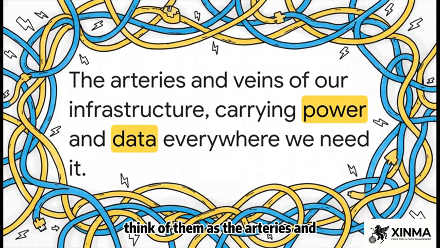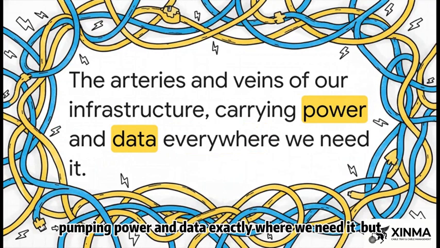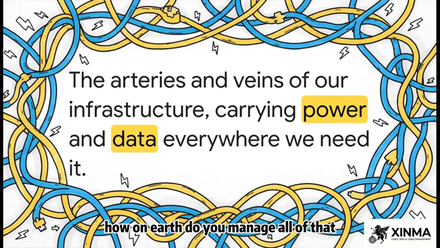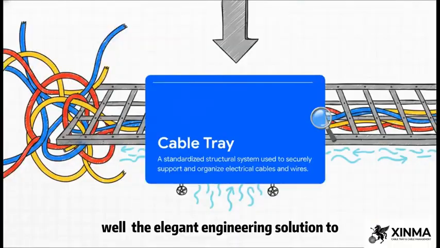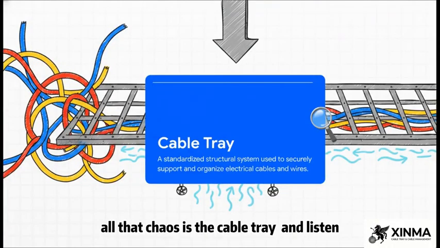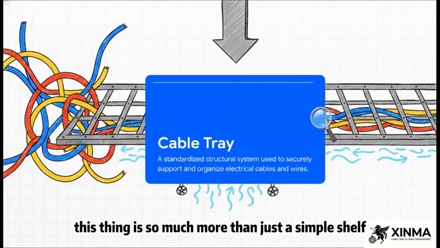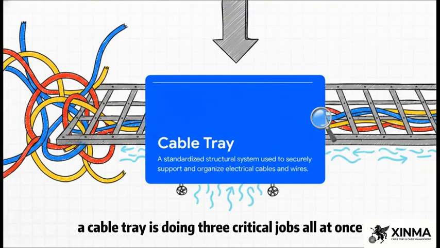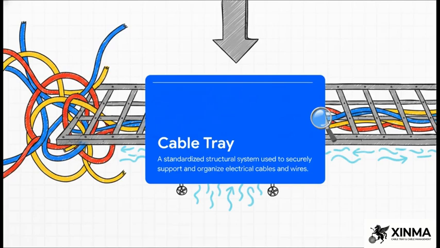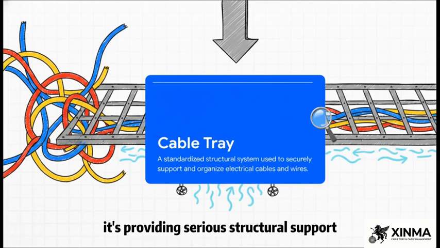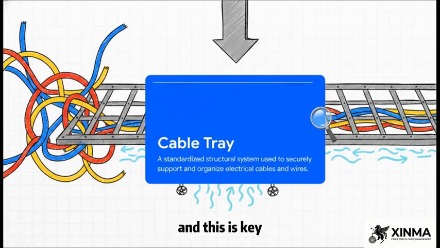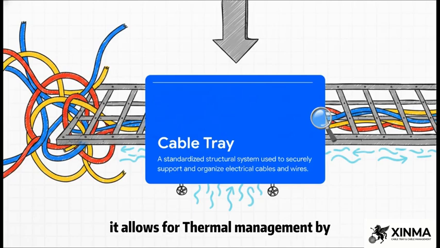Think of them as the arteries and veins of our infrastructure, pumping power and data exactly where we need it. But how on earth do you manage all of that without it turning into a total mess? Well, the elegant engineering solution to all that chaos is the cable tray. And listen, this thing is so much more than just a simple shelf. A cable tray is doing three critical jobs all at once. It's providing serious structural support, it's creating order out of chaos, and this is key, it allows for thermal management by letting air flow around the cables.